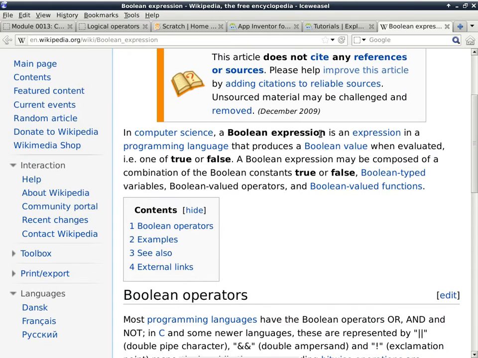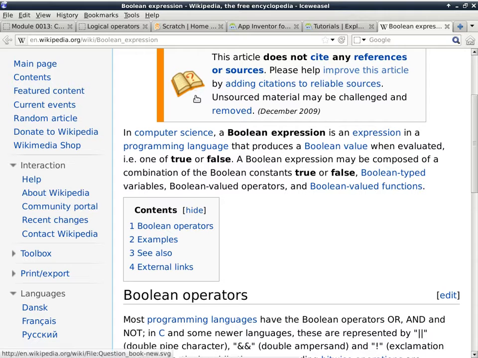In computer science, a Boolean expression is an expression in a programming language, such as pseudocode that we use in this class, C, C++, and all other programming languages, that produces a Boolean value when evaluated. That is one of true or false. In other words, we have been working with Boolean expressions all along. All of the comparator operators, less than, greater than, equal to, and so on, they all give you a Boolean value when you evaluate, because it's either true or false. So that's what a Boolean value is. It's just true or false. It's just a fancy name for it.